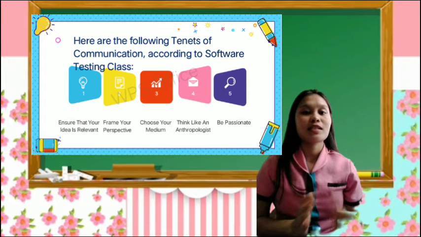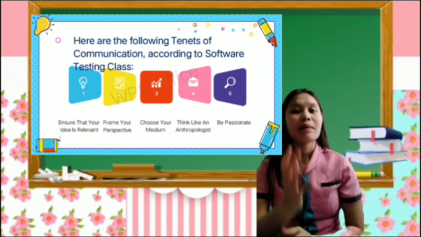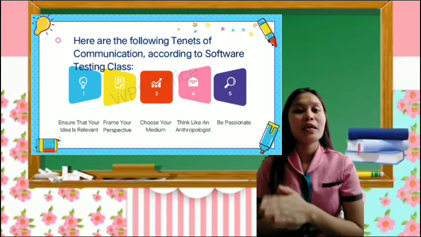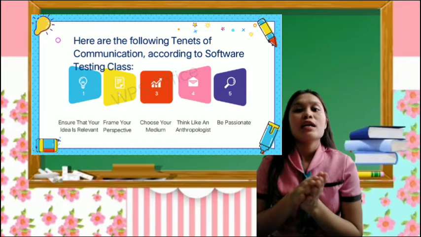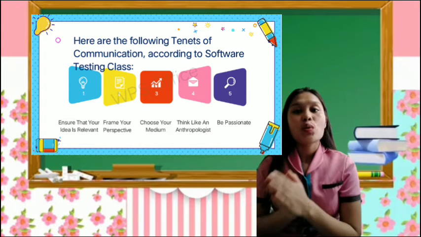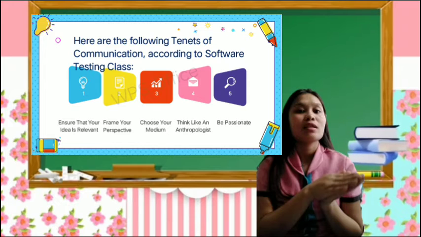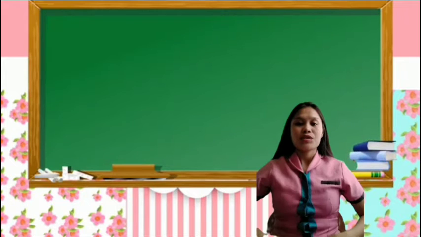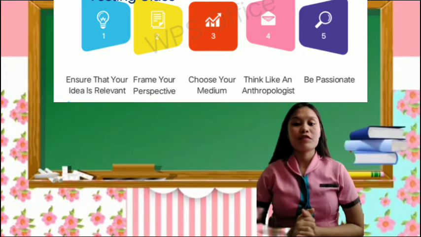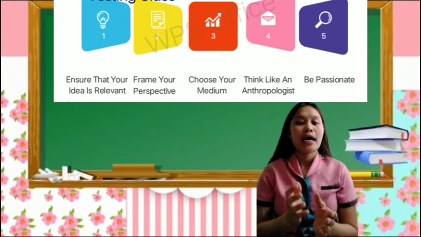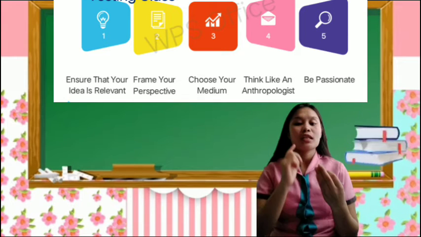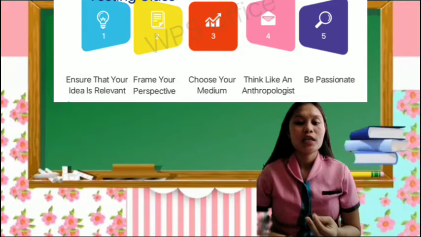Last is be passionate. Communication is something you must use since it is vital. That is why you must be passionate about the ideas that you share, because no one wants to be interested in a person showing a blank face while discussing his or her ideas. So the 5 tenets of communication are to ensure that your idea is relevant, frame your perspective, choose your medium, think like an anthropologist, and be passionate.